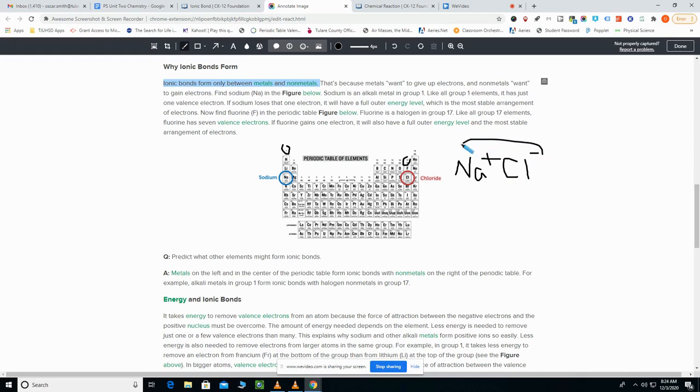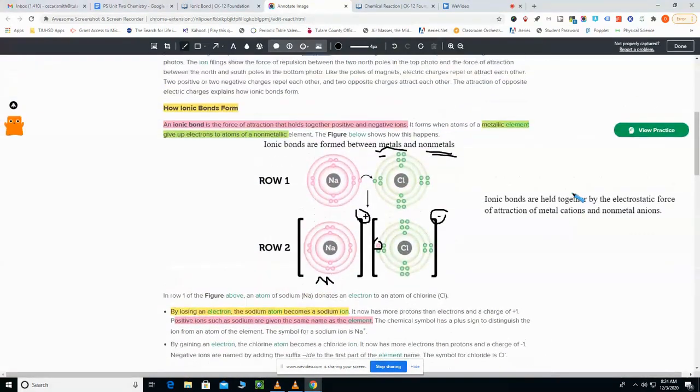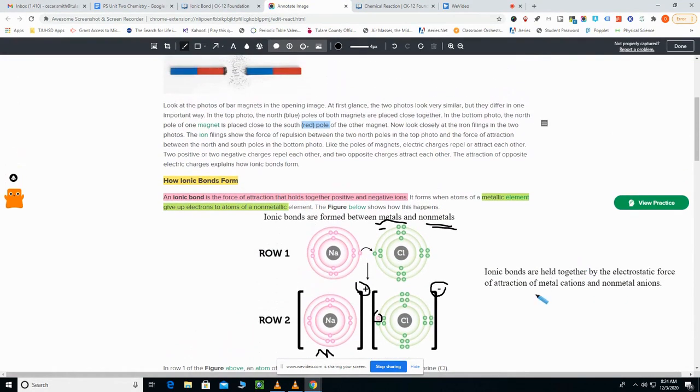And what holds this ionic compound together? Well, it's that ionic bond. And what is the force that holds that ionic bond? It is a force of attraction between the oppositely charged cations and anions. And we call that an electrostatic force of attraction.